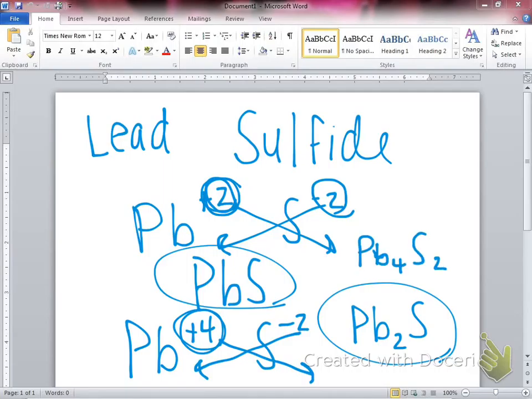Okay, so when we cross our charges down, we're left with Pb4S2. So we can reduce these subscripts to a 2 and a 1. Oh, yeah. My fault. That's what I get for going too fast. Okay, so we're going to have PbS2, right? Because it would be 2 and 4, and then we reduce those. That makes sense. Thank you, Jenna.